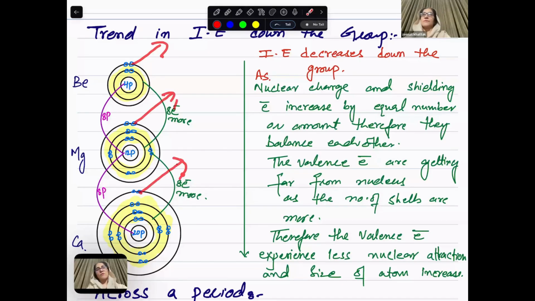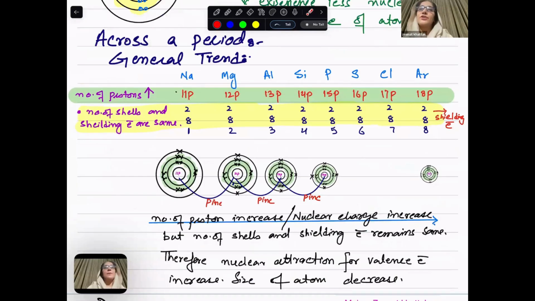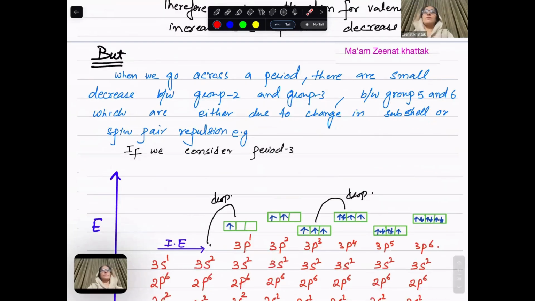Across a period, protons increase. But is there any change in the number of shells? No. Shielding electrons, any change? No. The protons increase, attraction increases, the size is getting smaller, so more energy is needed to take out an electron. When we go across a period, there are small decreases. Like this I'm going to explain first. This is the full explanation.